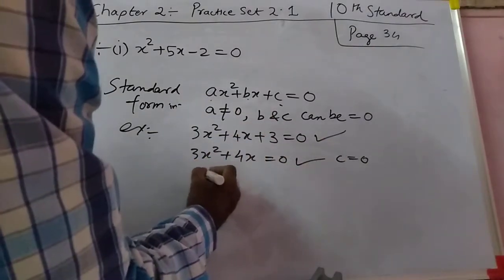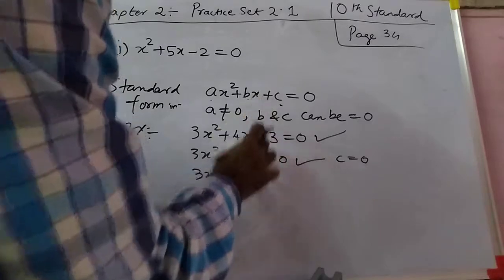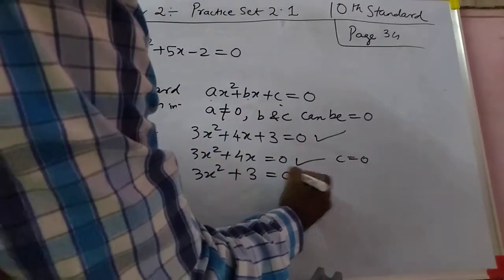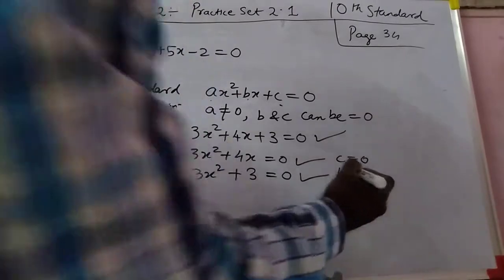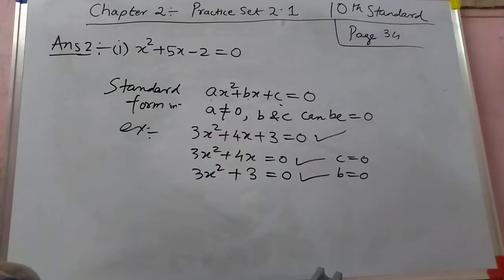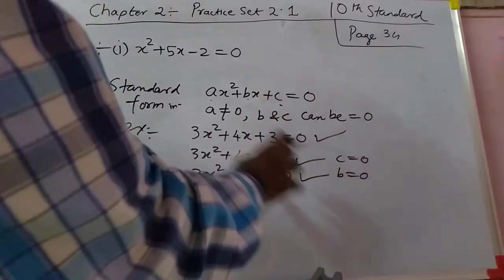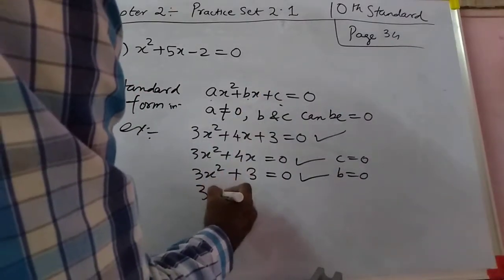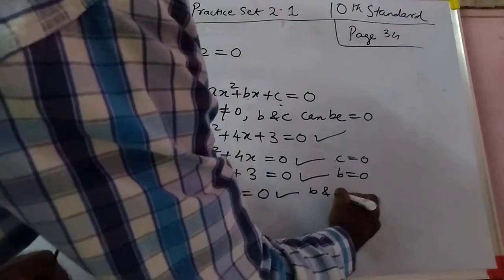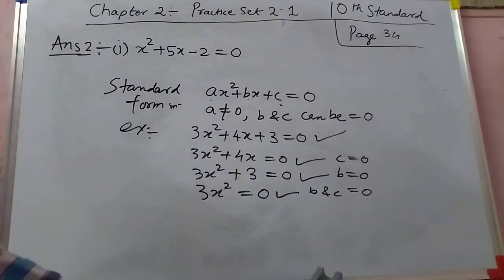Now next one, 3x square plus, we'll drop the b term, so it will become 3x square plus 3 is equal to 0. It is okay, b is equal to 0. Mean b term is 0, b 0 हो सकता है. Now let us drop both, b and c को भी 0 कर देंगे. 3x square is equal to 0. It is also quadratic, b and c is equal to 0.